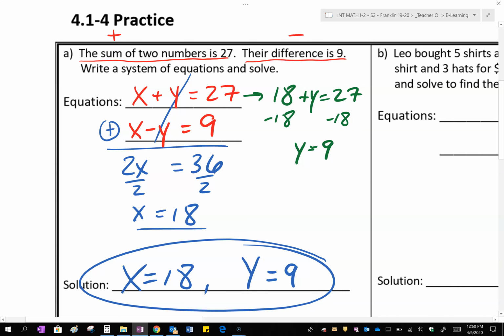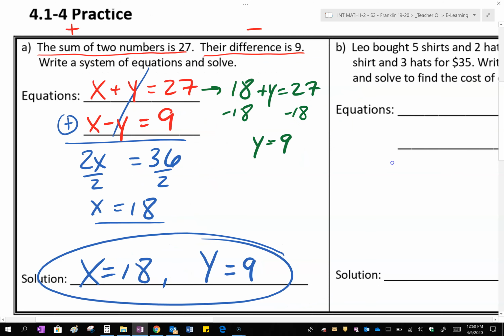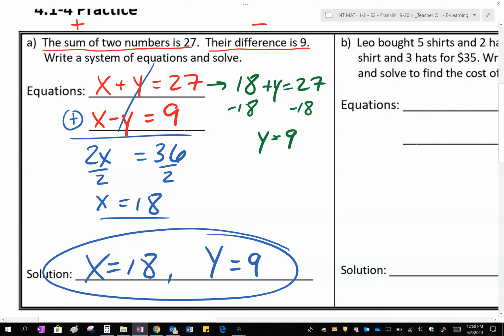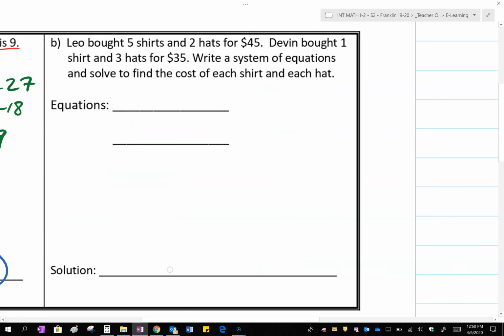Now when you have word problems, you usually will write your answer like this. You won't write it as an ordered pair. You'll have to say like, this number is this, because a lot of times, as you'll see on the next example too, it's like shirts and hats instead of just numbers. So usually you'll write out your solution. Let's go to that one, by the way.